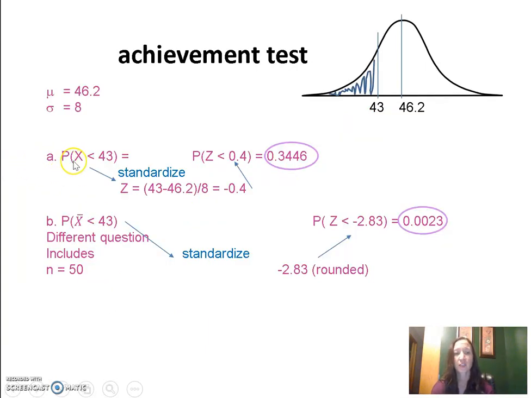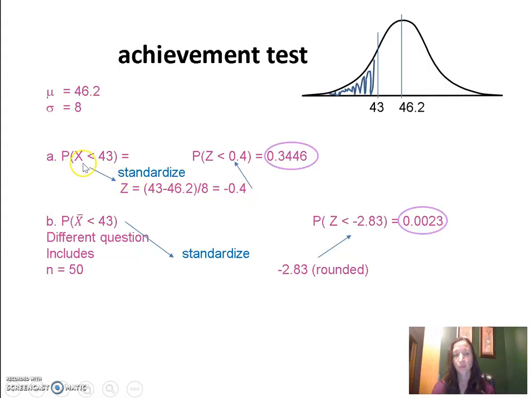So for the first part, the probability that x is less than 43 when we have a normally distributed variable with a mean of 46.2, and we want to know the probability that x is 43 or less, I have to standardize this value of 43 or transform this normal distribution into a standard normal distribution. So I could use my table to find the areas under the curve. So to standardize this, I take x of 43 minus the mean mu of 46.2 and divide all of that by the standard deviation of the population, sigma, which is 8. That result is negative 0.4.